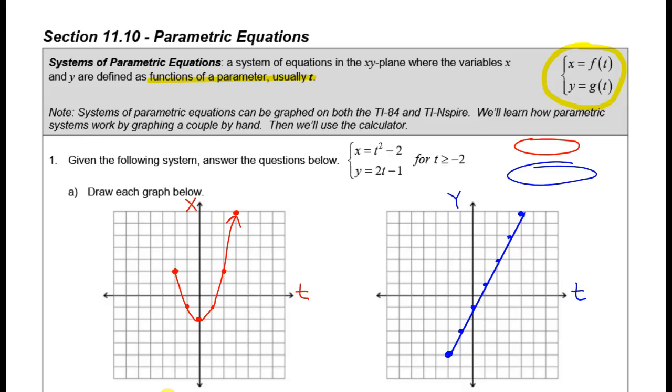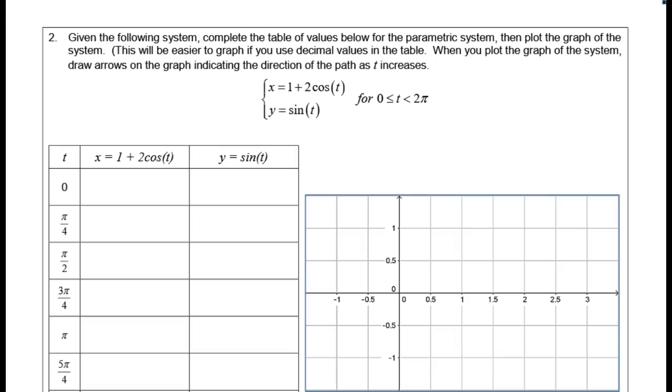All right, folks, we got section 11.10, Parametric Equations, page 2. So we have just two problems on this page. The example problem number 2 says, given the following system, complete the table of values for the parametric system, then plot the graph of the system.